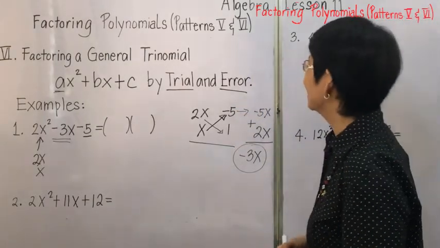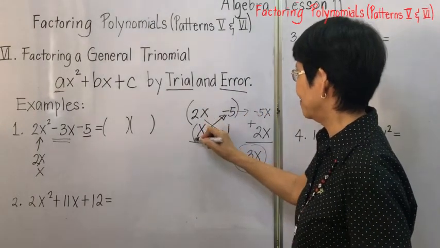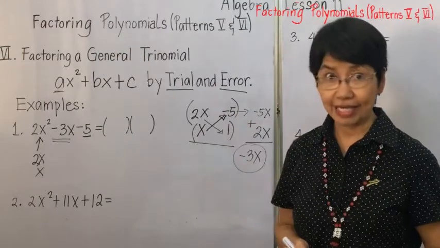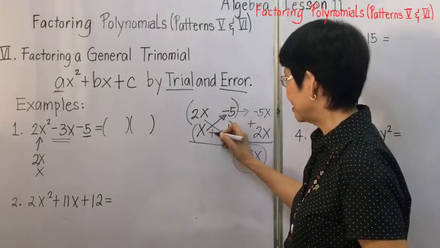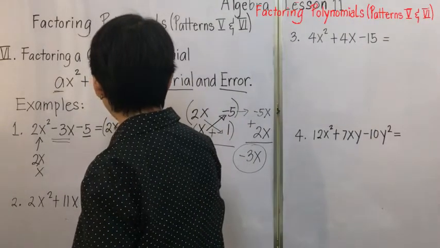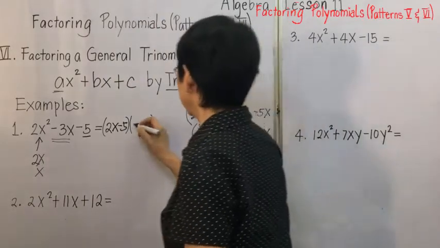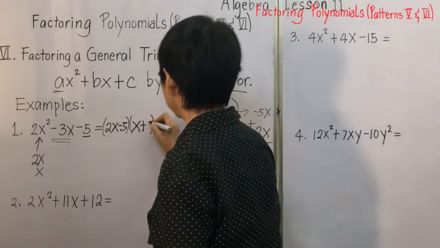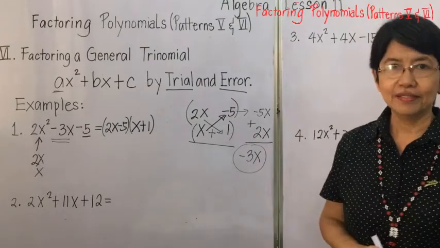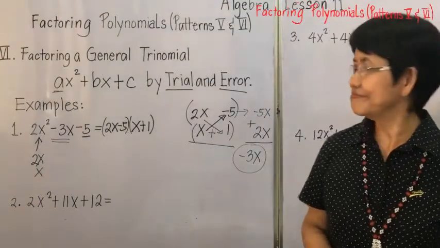So you have this factor and this factor will go together. You just add the signs. So this is plus. So our factors are 2x minus 5 and x plus 1. Now if you multiply those factors, you will get the given polynomial.